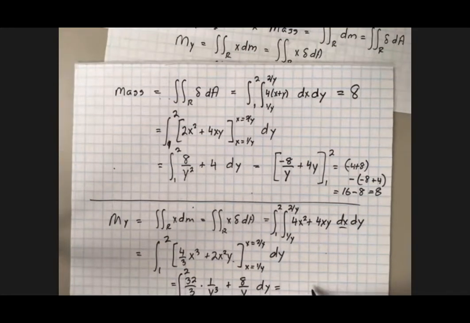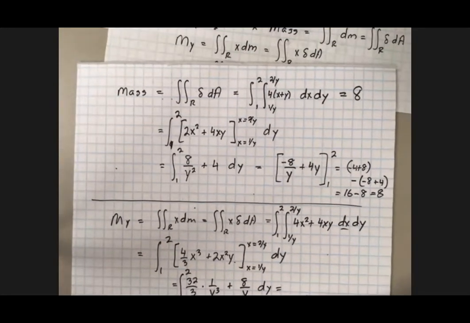So what do I got here? I got y to the -2. When I differentiate this, I get -2 come, so I've got to kill that 2. So I get 16 over 3. I'm just doing the power rule in reverse here. So when I differentiate this, I get 32/3 y to the -3. And here I get the 8 log y.